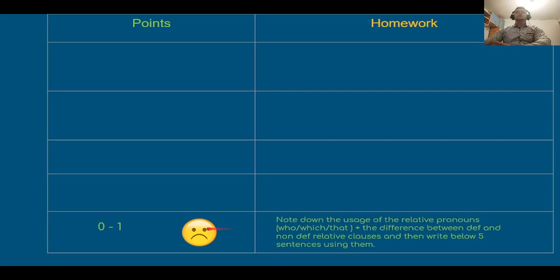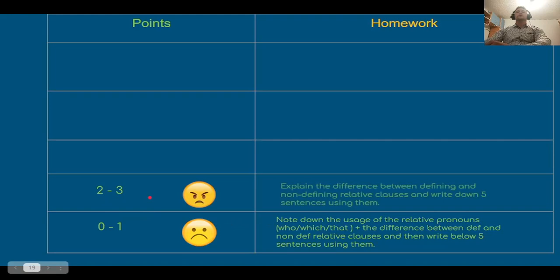So, those who got 0 to 1 correct answers will note down the usage of the relative pronouns, who, which, and that. Plus, you will write the difference between defining and non-defining relative clauses, and then you're going to write 5 sentences using them. For those who got 2 to 3 correct answers, you probably understood the basics of the relative pronouns, but you may be struggling with the differences between the defining and non-defining relative clauses. So that's why your homework will be to explain the difference between defining and non-defining relative clauses, and then you will write 5 sentences using them.